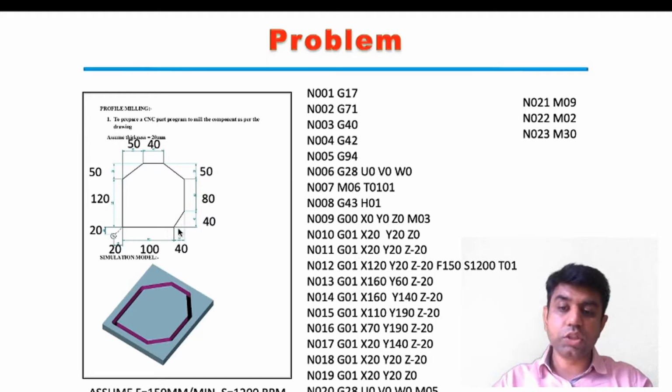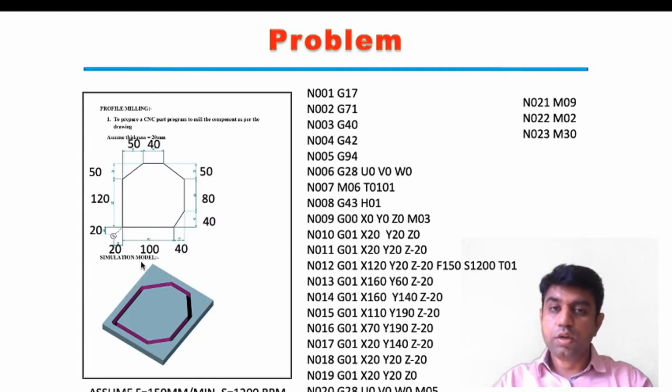The next destination is X160 and Y60. Another destination will be X160, Y140. This spot is X110, Y190, then X70, Y190. Same way X20, Y140. Here X20, Y20, and again once this entire operation has been done, we are sending the tool to its starting position, that is X20, Y20, Z0.